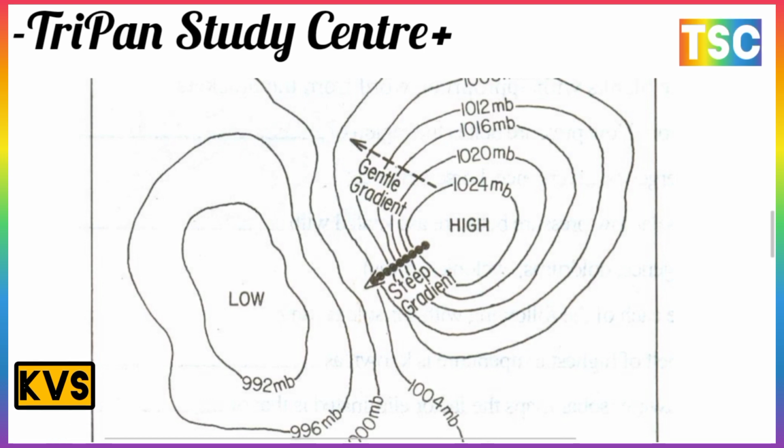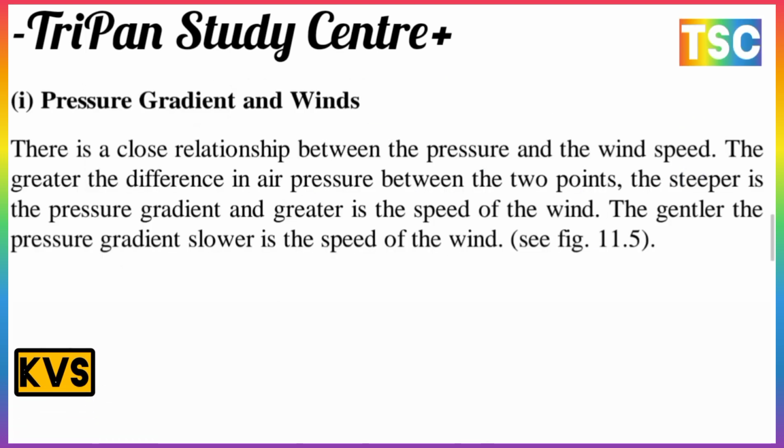Here we show the relationship between air and pressure. Air and pressure is the most important here. The pressure gradient is shown here, and the high pressure is also shown in this diagram. On the other side is the low pressure on this diagram. The first point here is pressure gradient and winds.